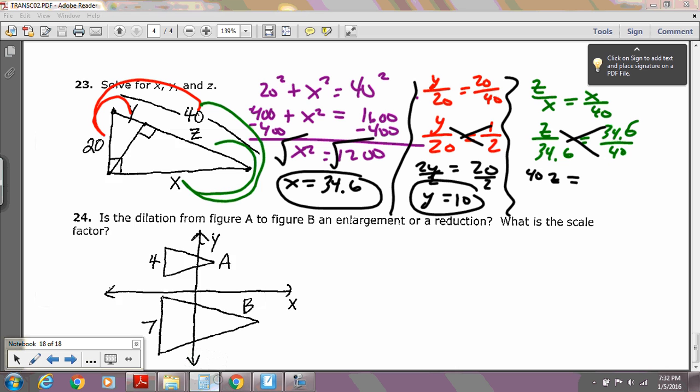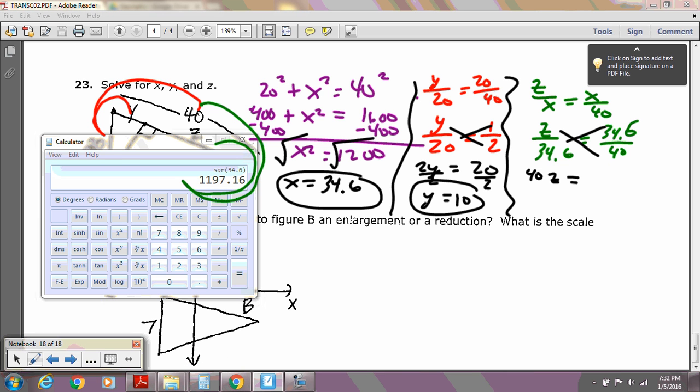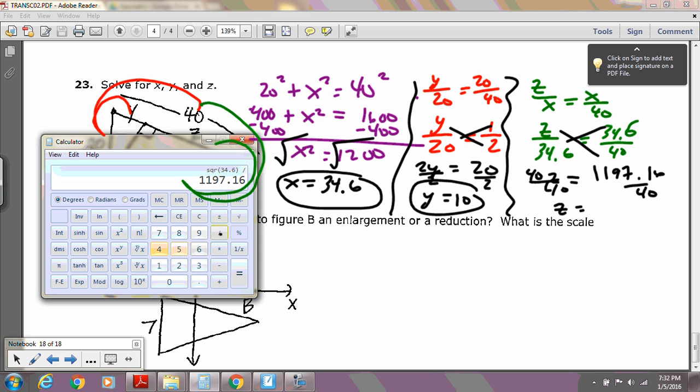1197.16. Let me keep the calculator up. I'm going to use it again. 1197.16 divided by 40. So z equals 29.9.